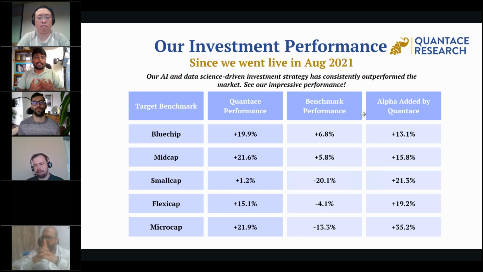The problem with backtesting is that a lot of people are unable to translate those backtesting results into live performance.